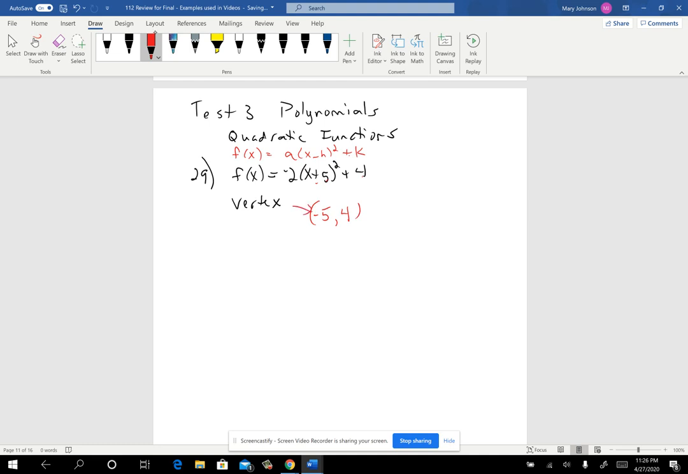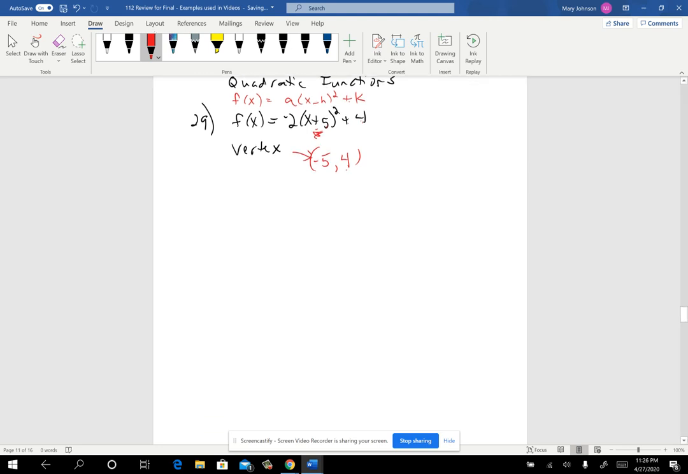So you just got to get straight that you need the opposite of this part. Think of it like a 0 almost, the opposite of this part, but then you need to just bring that k, whatever the sign is, down. So negative 5, 4. Okay.